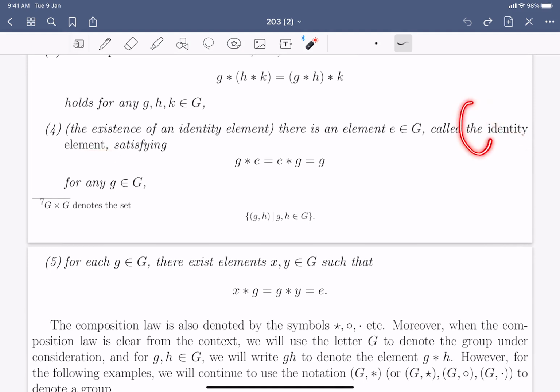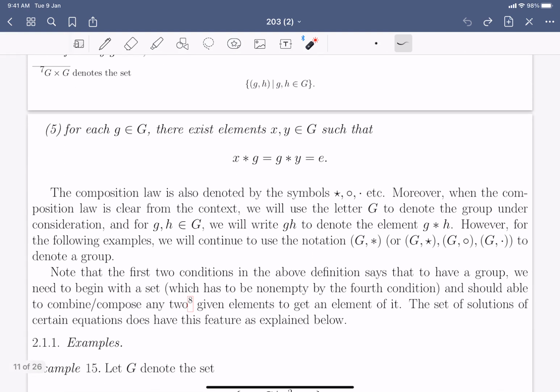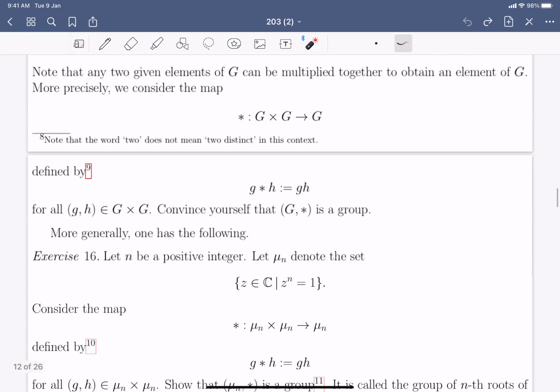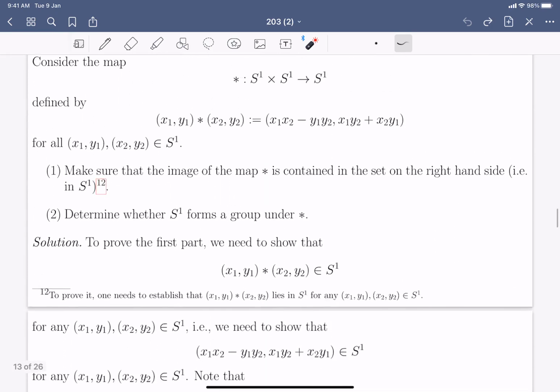So why is this called the identity? We'll try to show that there cannot be more than one identity element, and here we will show that x is equal to y and so on.